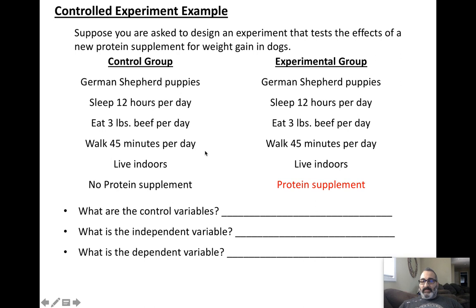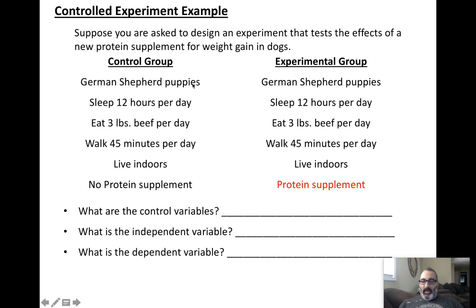Suppose you're asked to design an experiment that tests the effects of a new protein supplement for weight gain in dogs. All right. So you set up, in this case, two groups: control group, experimental group. We're going to have German Shepherd puppies in the control, German Shepherd puppies in the experimental group. We cannot have different kinds of puppies here. If we had different kinds of dogs like German Shepherds and Poodles, we are now adding an additional variable that we are testing. That is not a good experiment. A good experiment tests one variable at a time.